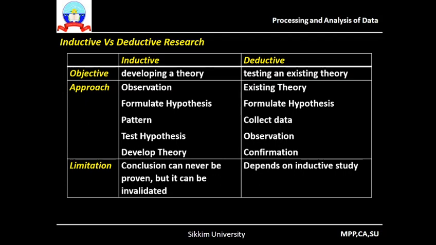Deductive research has an objective to test an existing theory. The approach that's adopted in case of deductive research is take an existing theory, formulate hypotheses, collect data, observe, and then eventually confirm. The limitation of deductive research is that the effectiveness of deductive research depends on the overall effectiveness of inductive research because it is the inductive research that develops the theories.